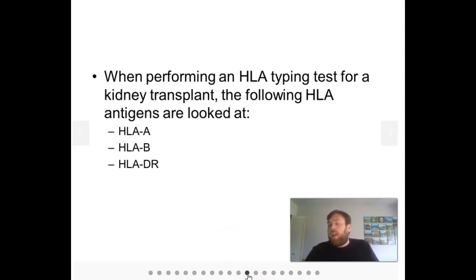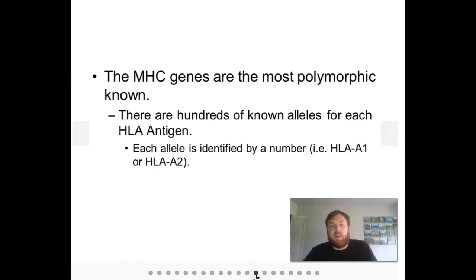When we're performing an HLA typing test for a kidney transplant, the following ones specifically are going to be looked at: the HLA-A, the B, and the DR. The major histocompatibility complex genes are the most polymorphic known, meaning that they have many different forms to them. There's many alleles to them. In fact, there are hundreds of different alleles for each of the HLA antigens.